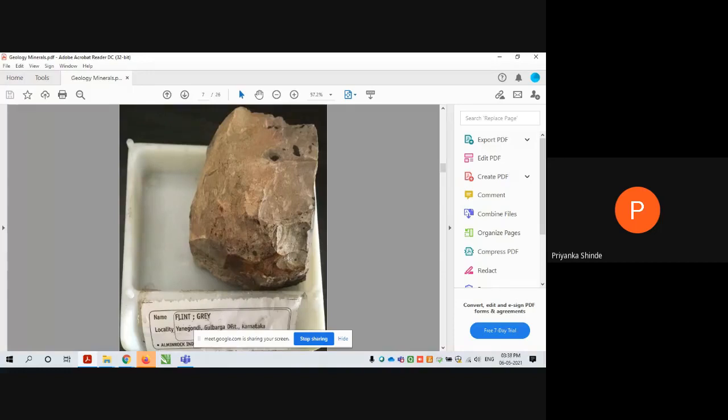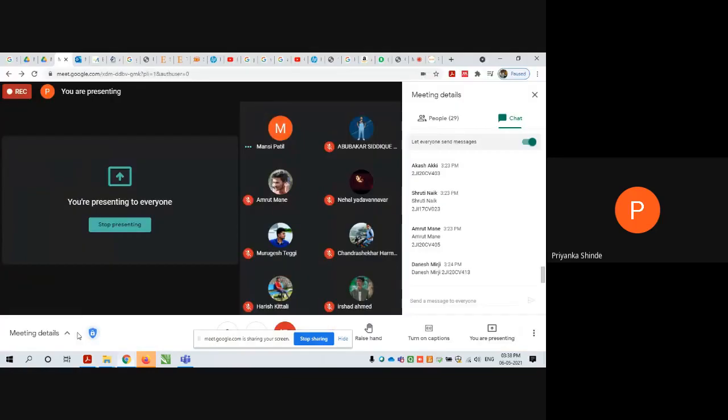Next is tenacity. Tenacity means when you apply pressure on a mineral, how is the behavior of the mineral. If you hit the quartz, what will happen? If you apply pressure, it will break into pieces. So that is called what? Anyone? If the mineral breaks into pieces, what do we call that tenacity? Anyone? Amrut? Mansi?